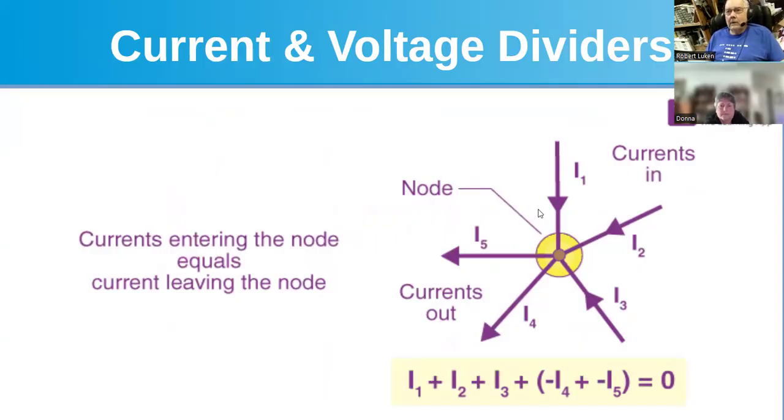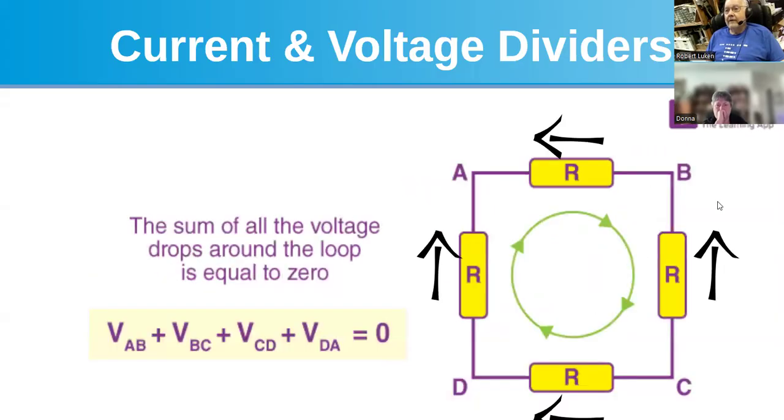So we're showing a node. Like I said, in this case we have three currents in and two out. So it's going to be I1 plus I2 plus I3 minus I4 and I5, and it'll add up to 0 because the ins have to equal the outs. If we have the loop, all the voltages have to add up to 0 if I go around the loop, like the green arrow.